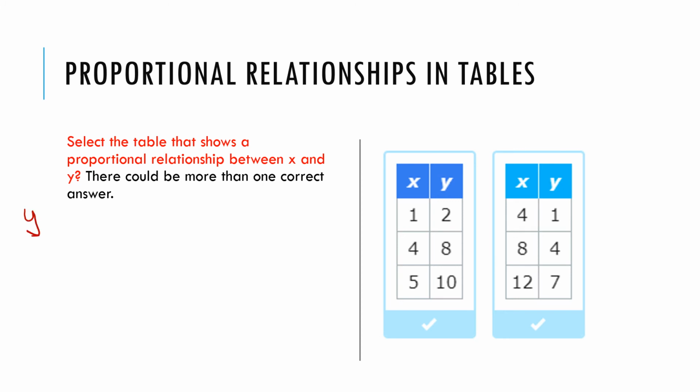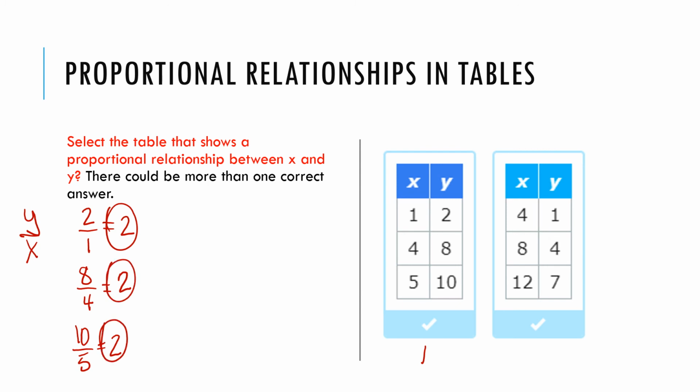We have y over x, and in table 1, that is 2 over 1, which is the same as the whole number 2. We have 8 over 4, and 8 divided by 4 is 2. And 10 divided by 5 is also 2. So we have the same number every time. That tells me that table 1 does represent a proportional relationship.